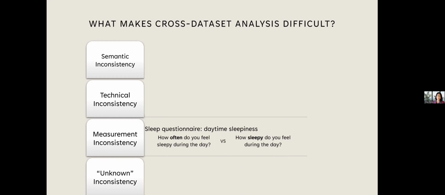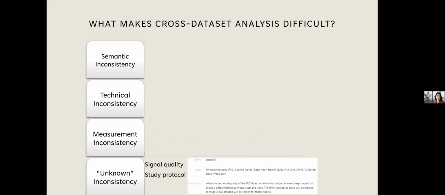And then the 4th kind is what I call unknown inconsistency. It basically means the kind of inconsistency getting introduced during the process of data collection and processing that the average user might not be aware of. A good example is a variable called staging 5. Basically, it's a signal quality flag. So I try to explain it here in a simplified way.